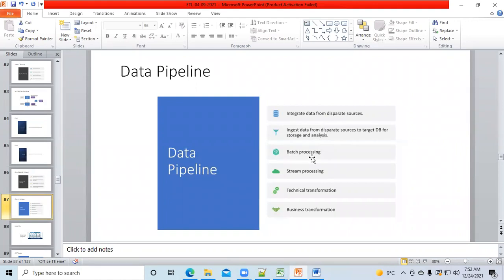This might go through batch processing or stream processing or real-time processing. So these are the different processing techniques. So the entire ETL journey I have tried to mention here. These are the different processing techniques through which it will go.